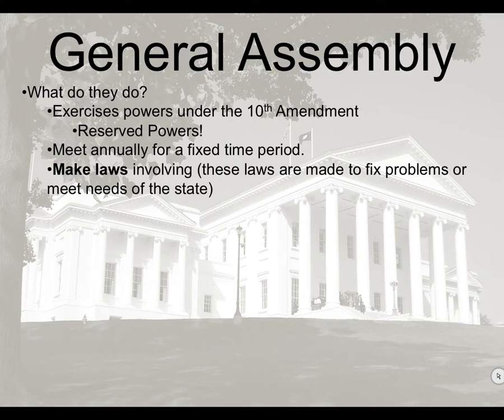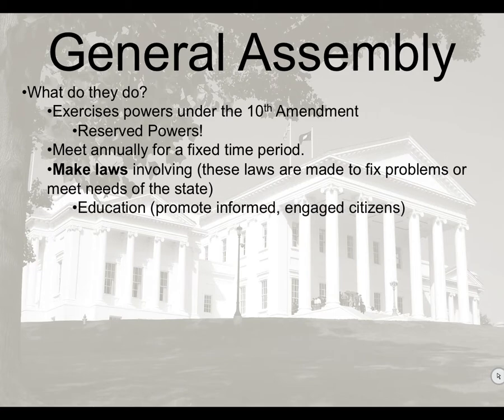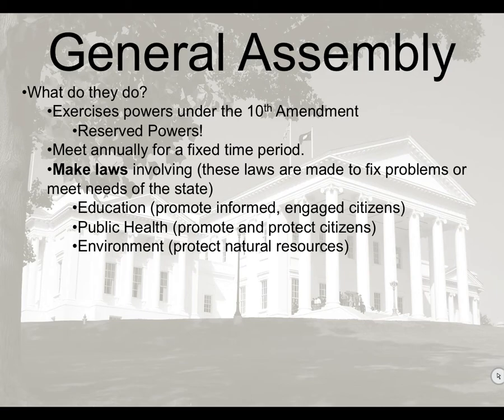The General Assembly's main job is to make laws. We're going to talk about the making of laws in a separate lesson. But they make laws in the following subjects: regarding education, to promote informed and engaged citizens; for public health, to promote and protect citizens' health; the environment, to protect natural resources in the state of Virginia; and the state budget. The General Assembly can also levy and collect taxes just like Congress can.